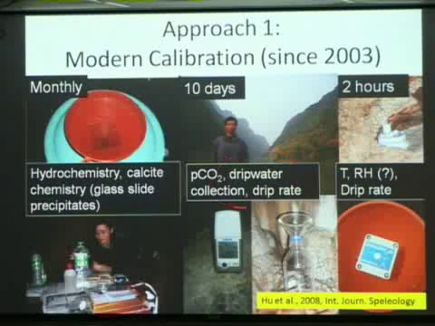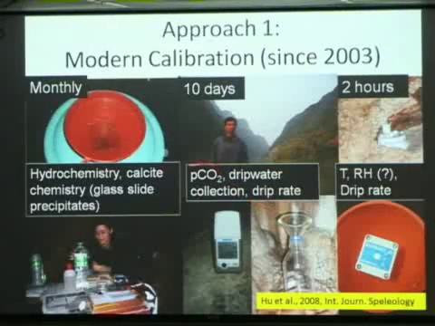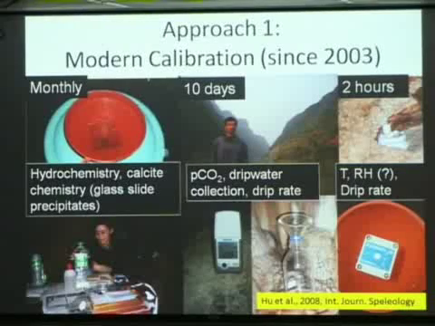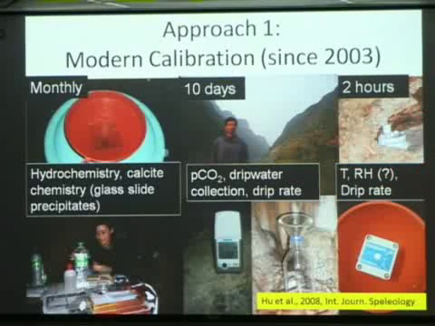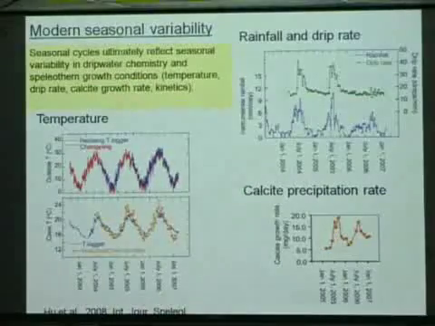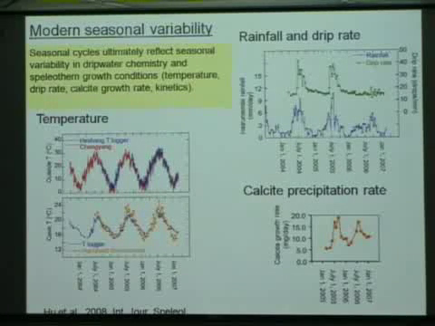Every 10 days, we collect drip water samples, measure the drip rate, and also measure the PCO2 within the cave. And every 2 hours or so, we have automatic loggers, which measure temperature, humidity, and the drip rate in the cave. A lot of this was published last year in a special speleology journal, and some of the results are shown here now.